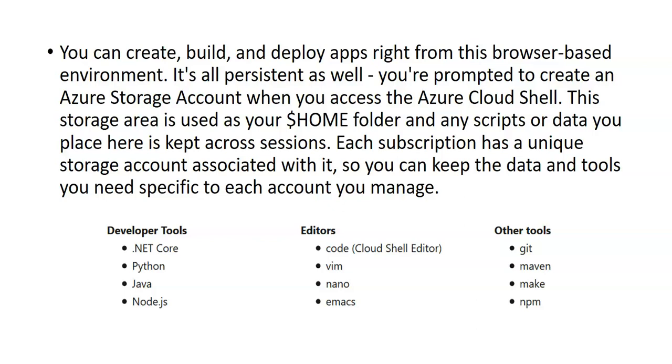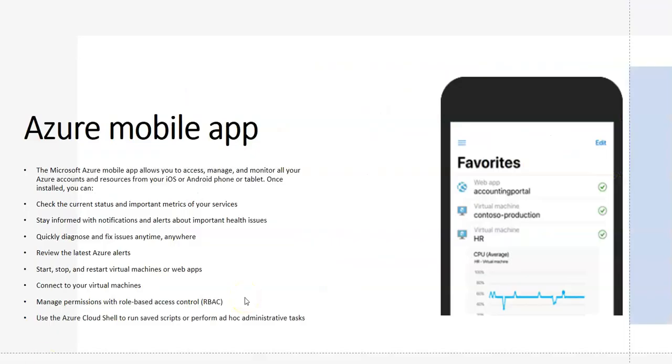So it provides all these. You have Git, Maven, Make, NPM. You have code editors: Vim, Nano, Emacs. The developer tools that are available are .NET Core, Python, Java, and Node.js. Then you also have the Azure mobile app to access the Azure portal. The Azure mobile app allows you to access, manage, and monitor all your Azure accounts and resources from your iOS or Android phone or tablet.